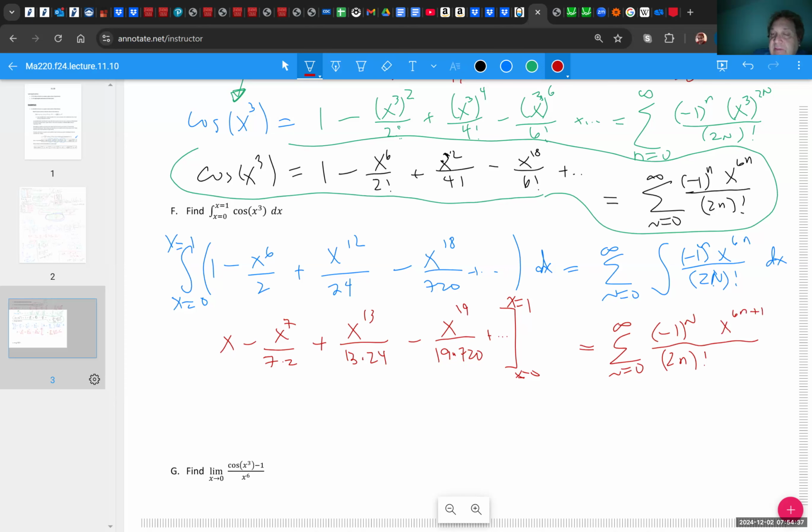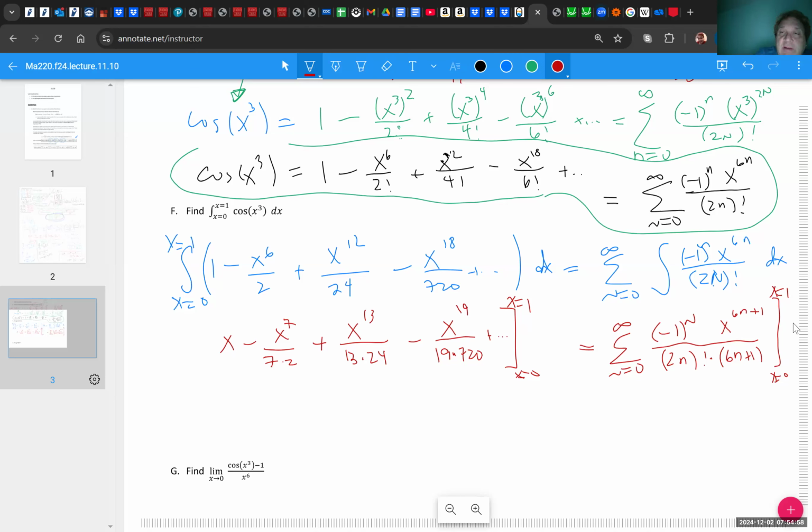And I'll have to make a 6n plus 1 on the bottom. So that's the closed form version of the integral of cosine x cubed. We do have to plug in the values x equals 0 and x equals 1. And so now let's go ahead and plug in the values.